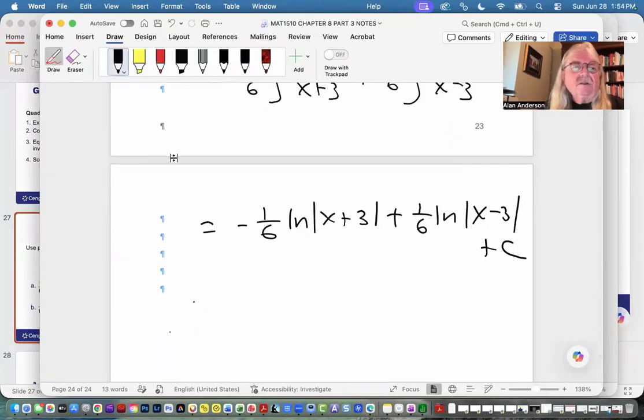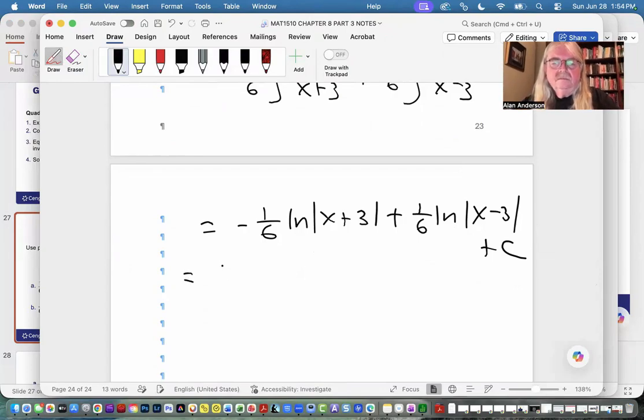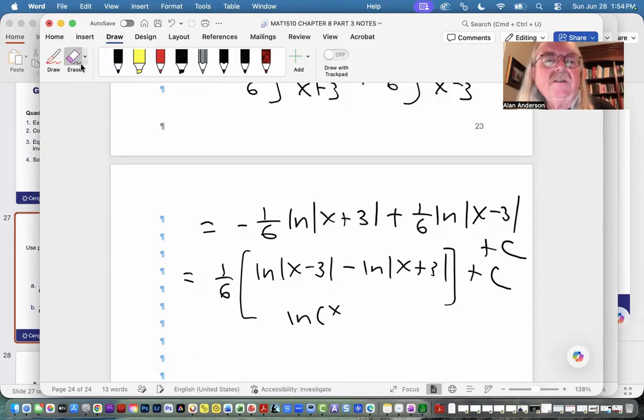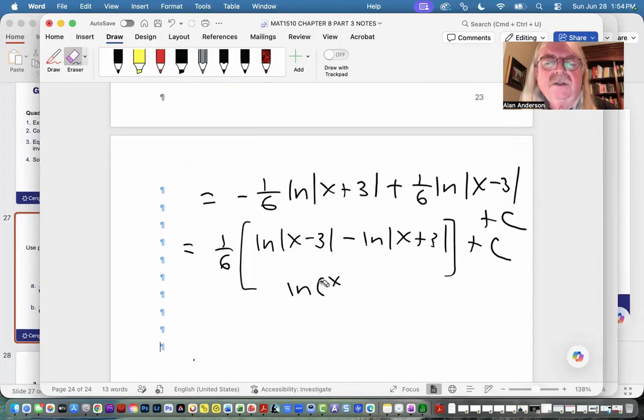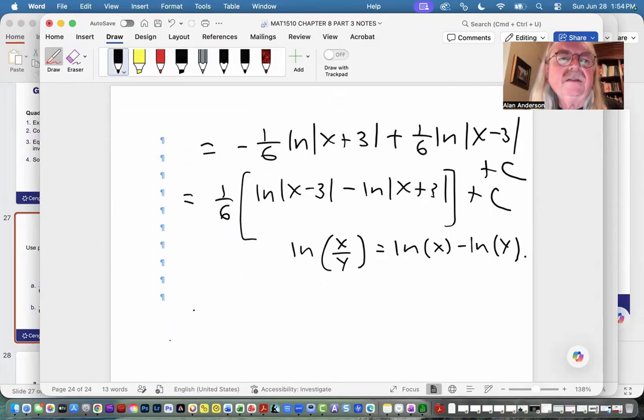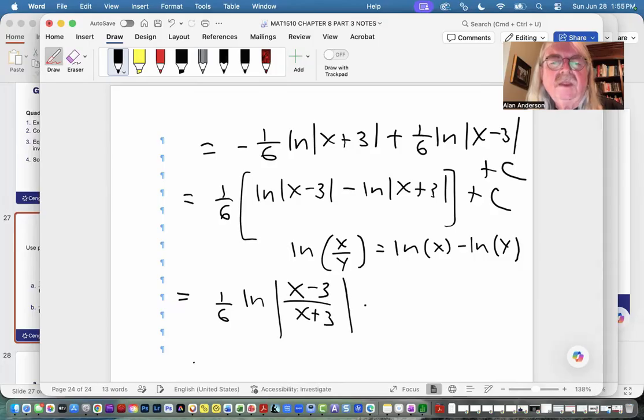Now, it looks like what they chose to do is simplify it a little. Because, of course, if you remember, the natural log of X over Y is equal to, so that means here we can rewrite this as, and that's, yeah, that's one of the choices.